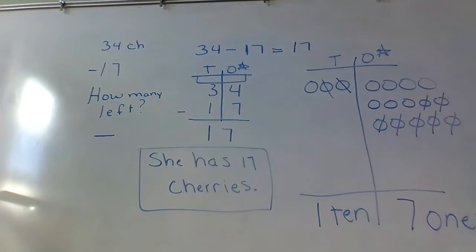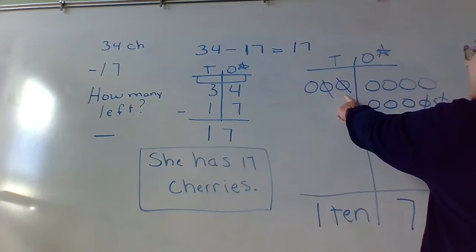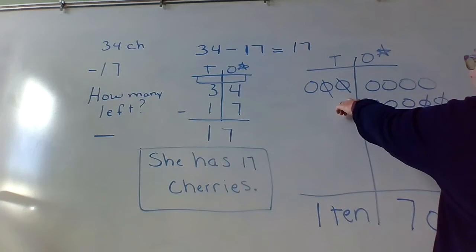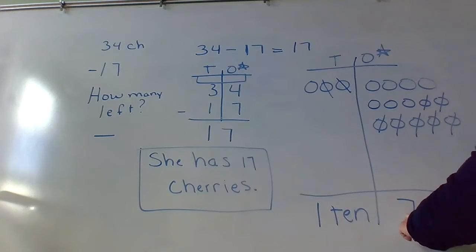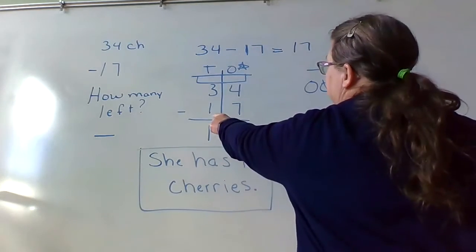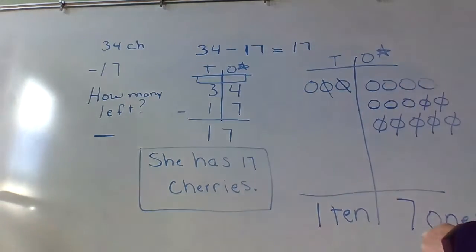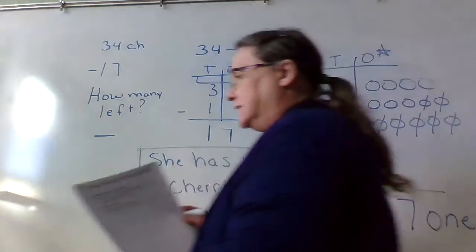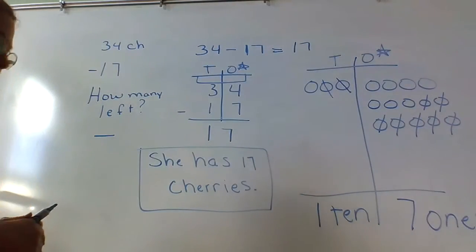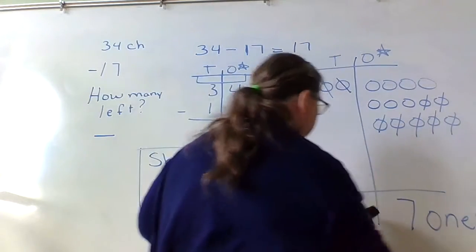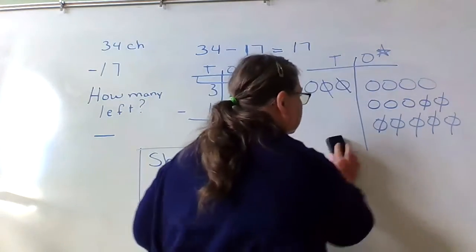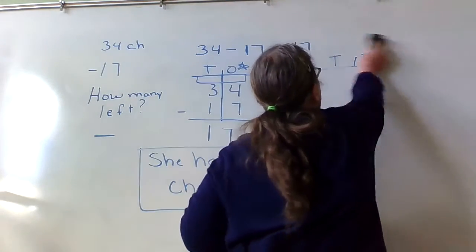Well, I only had 4, but I know that 1 ten is 10 ones, so I crossed out my 10 and I drew my 10 ones. Then I was able to go back and cross out my 7 and counted how many ones I had left. I had 1 ten and 17, so I crossed out that other 10 and had 1 ten left to get the answer of 17. So, that is our application problem.